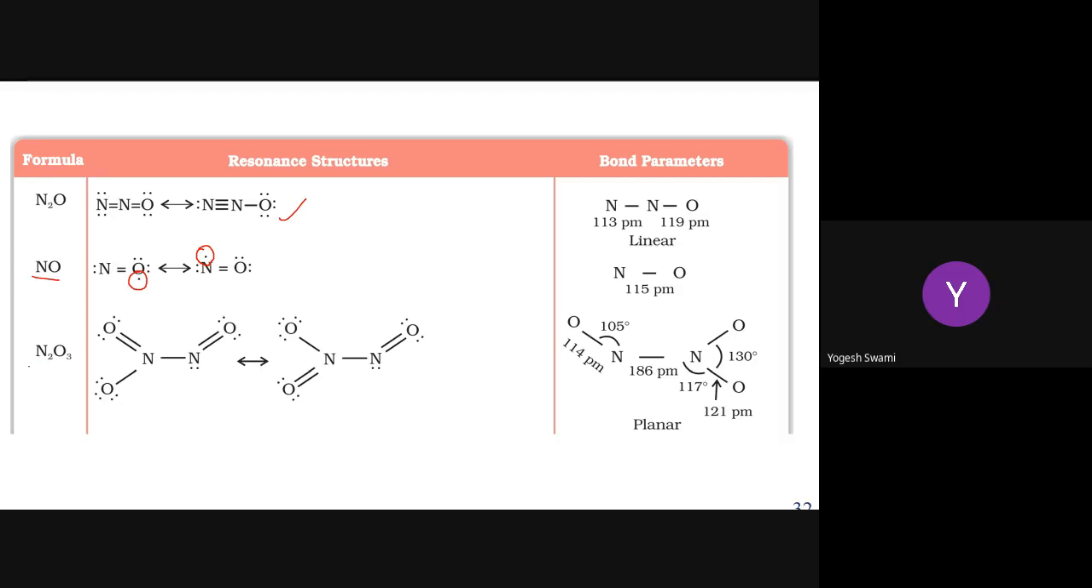N2O3, 2 nitrogen and 3 oxygen: nitrogen, nitrogen, and oxygen, oxygen, oxygen. This one is a resonating structure of N2O3, where all the electrons are paired. So this form is diamagnetic. N2O is diamagnetic, NO is paramagnetic, N2O3 is diamagnetic.